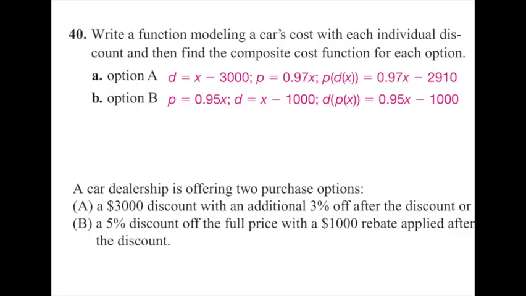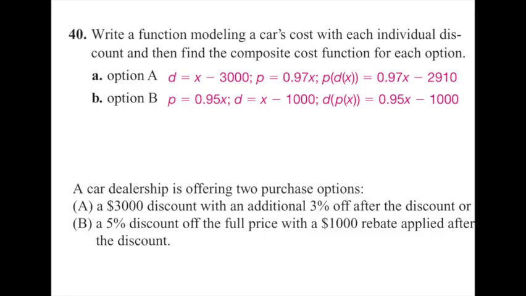So for this one, the first option, the discount is 3,000 off the price. If the price is X, we subtract 3,000. The percentage is 3% off, so that's 0.97 times X. They specifically say 3% off after the discount, all right? Which means the discount goes first and then the percentage off. So this is the order that you would do it in. Discount first, remember that goes on the inside, then percentage. So we would take the discount and plug it into the X, and then distribute that 0.97, which is where we get 0.97X minus 2910.